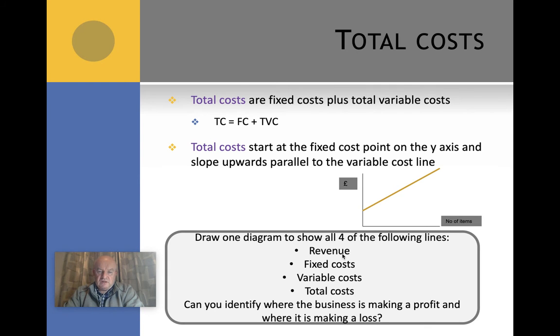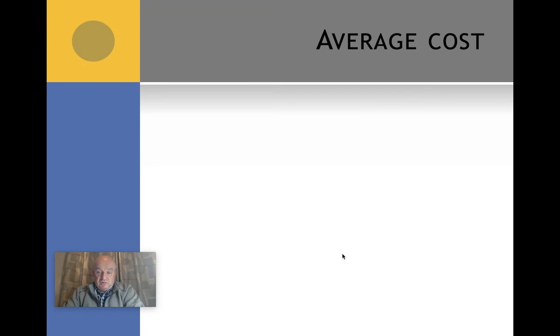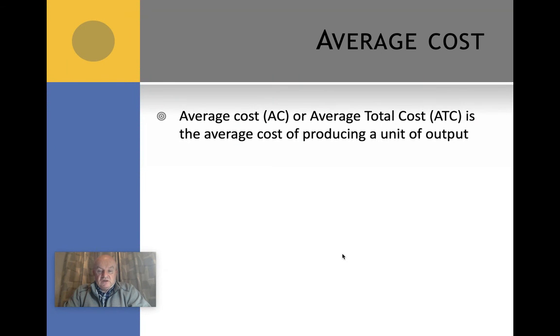Okay, so hopefully that's all clear so far. Let's move on. Okay, so we talked about total cost. We also, particularly in economics, need to talk about average cost and be able to calculate average cost as well. And we'll talk about the reasons for that again a little bit in the future. Okay, so average cost, basically AC, or total average cost, or average total cost, ATC, is the average cost of producing a unit of output.